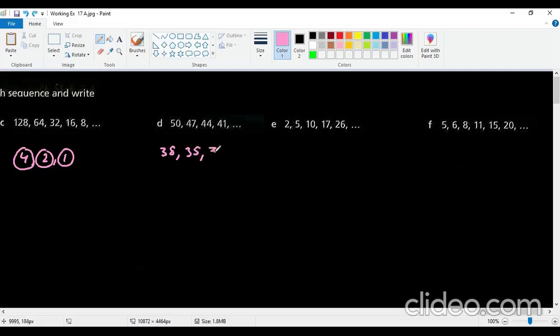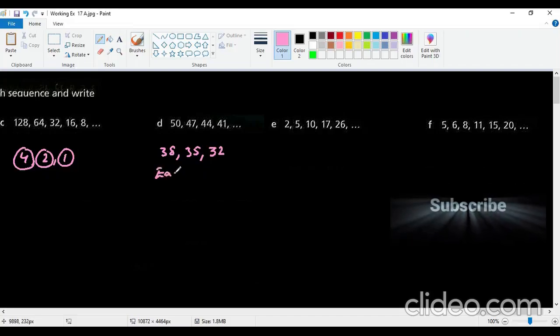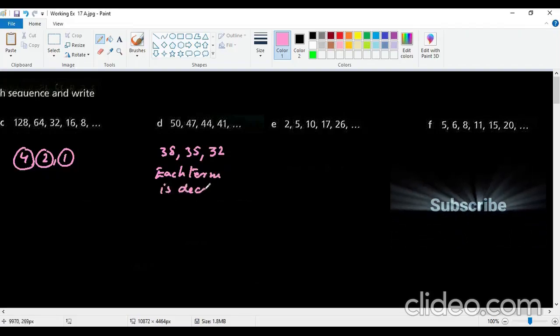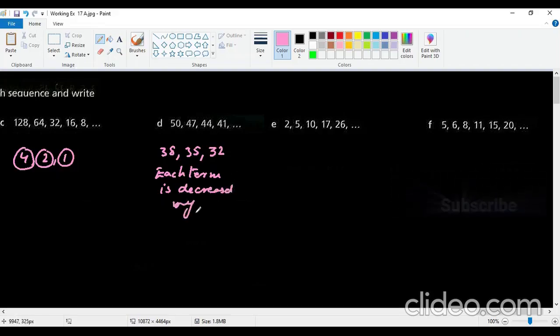These are going to be the next terms, and the rule is each term is decreased by a 3. Next one is 2, 5, 10.